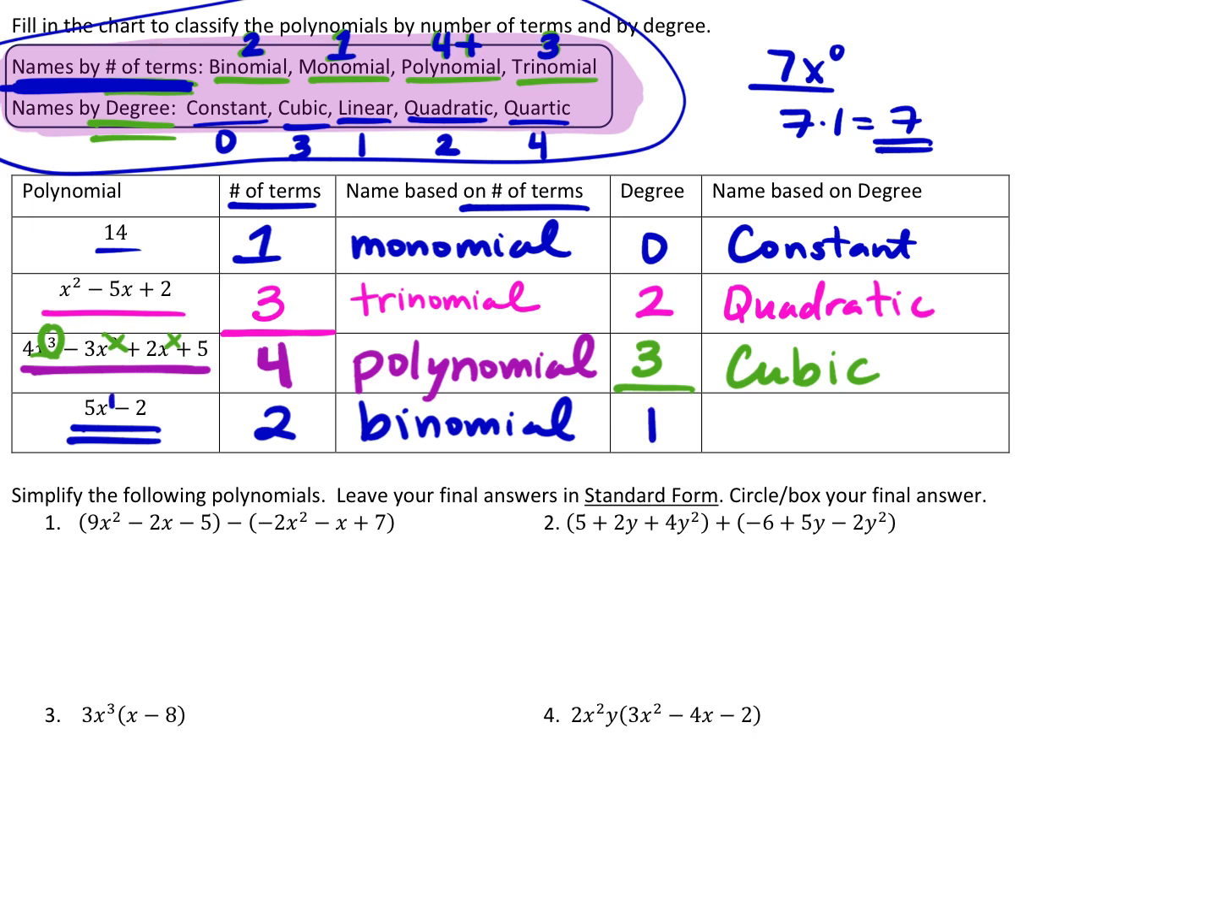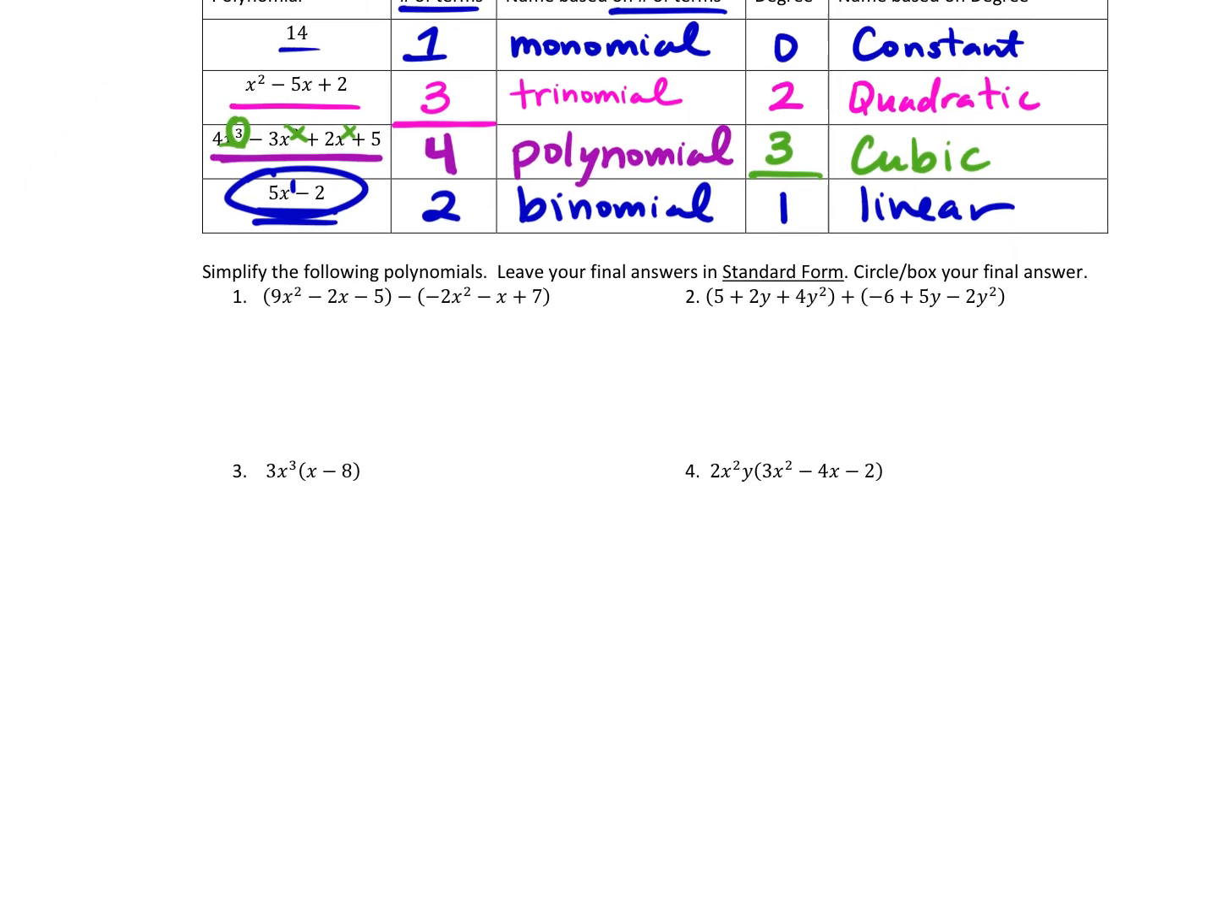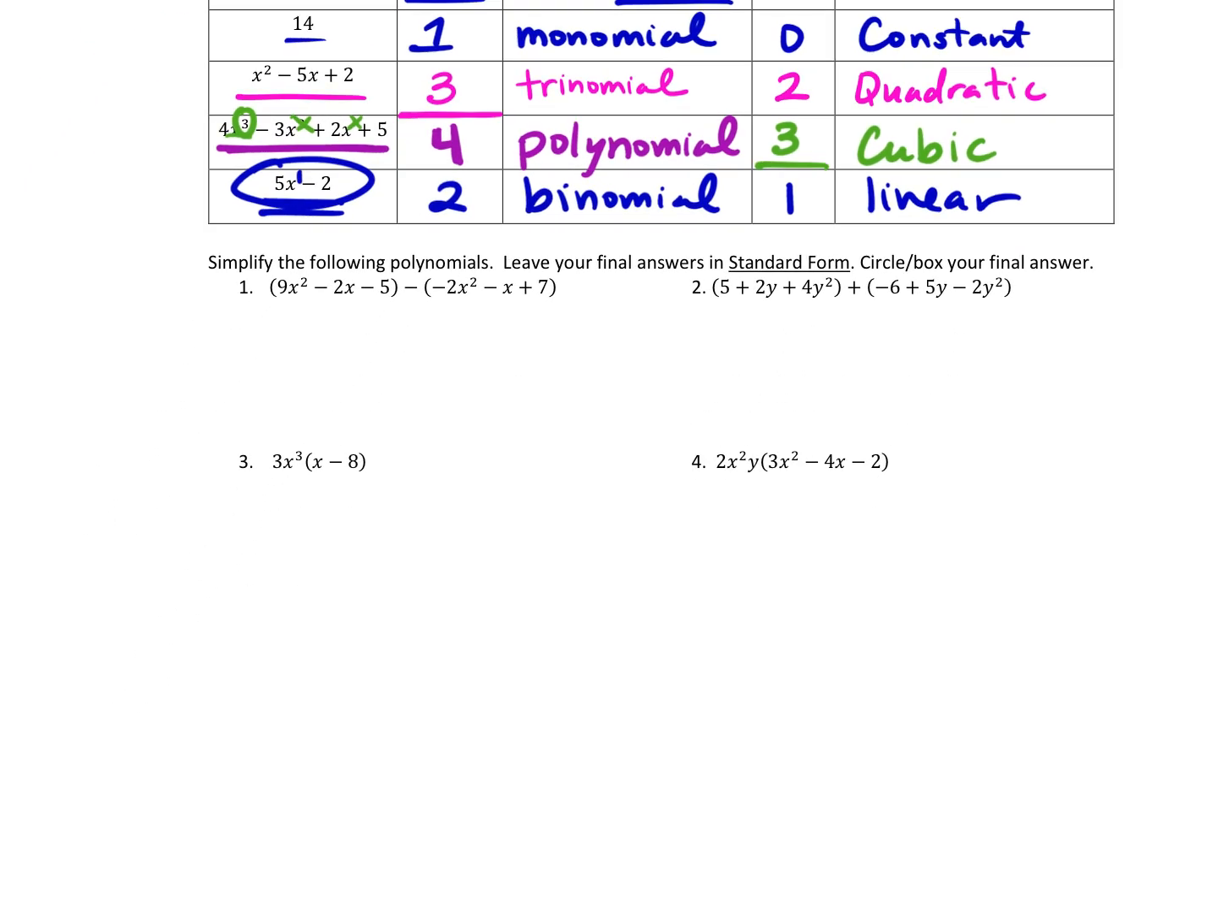If there's nothing written there, it's a 1. If it's not there at all, it's a 0. So if you don't see an x, that's 0. If there is an x, but there's no number, it's a 1. So a degree of 1, Caleb, what's that called? That is linear. And if you think about it, if I graph 5x minus 2, that's a straight line, right? So linear. Questions on that? Quickly. Okay, then 1 through 4 here.